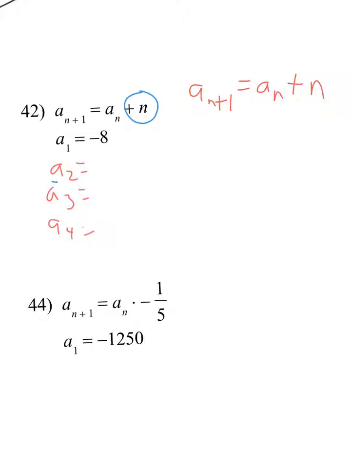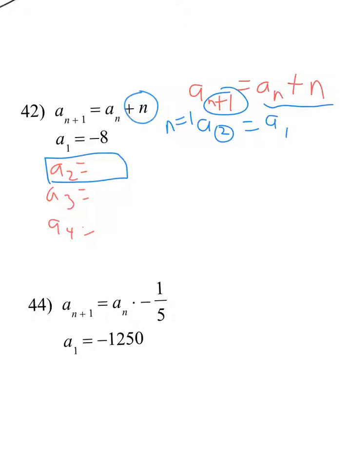So if you think about the first term I have to find here after the A1 of negative 8, it's A2. So if I'm going to find A2, what plus 1 would give me this 2? Well, n has to be 1. Okay, so now on this side where I see an n, I've got to put a 1. So it's A1 plus 1. Well, now we're going to fill in what A1 is. A1 was negative 8, so it's negative 8 plus 1, which equals negative 7. So A2 is negative 7.